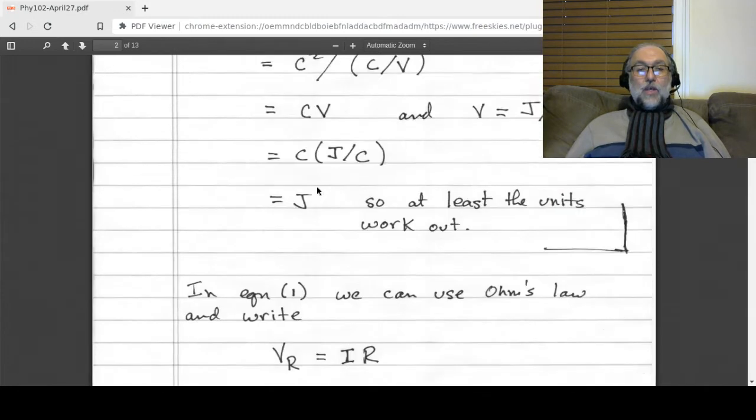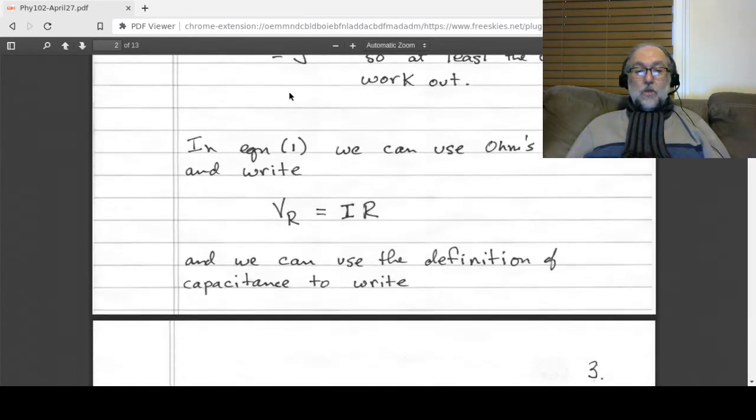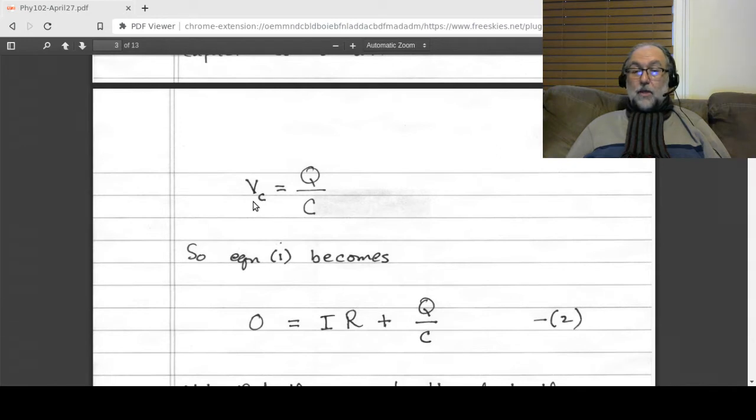Now in that equation one, maybe I better just quickly remind you of equation one. It basically says there's a potential drop across the resistor plus a potential drop across the capacitor. That has to equal zero because there's no battery in the system. Great. Now let's take a look at each one of these potentials and see how we can rewrite them. For the potential across the resistor, we could just use Ohm's law. The potential across the resistor is just going to equal the current through the resistor times the resistance.